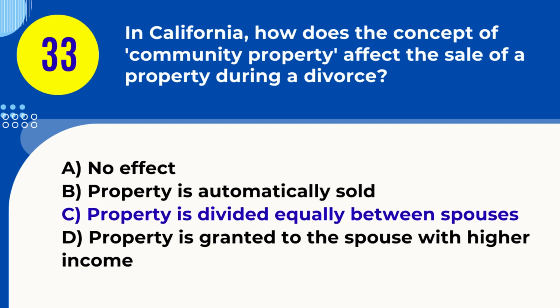Answer. C. Property is divided equally between spouses. Explanation. The concept of community property in California mandates that property acquired during marriage be divided equally between spouses in the event of a divorce. This affects how the property is handled in the sale.